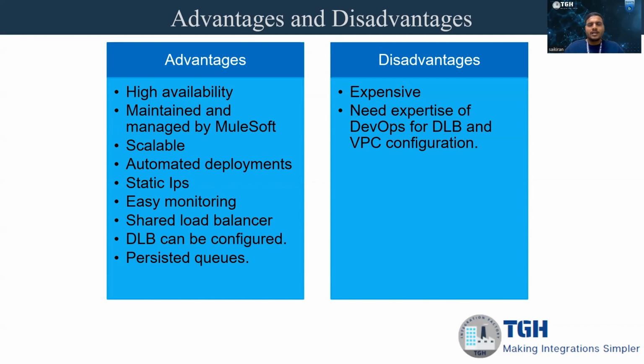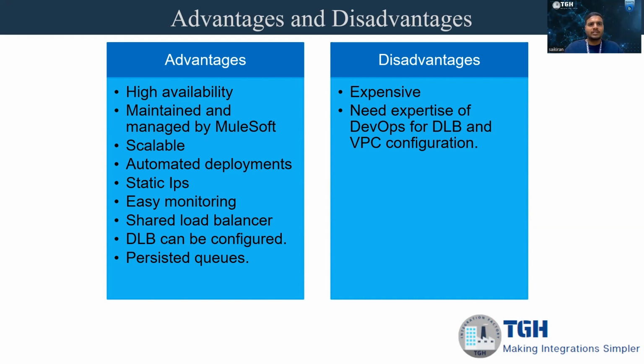As we discussed the scalability, we have horizontal scaling for adding additional workers and vertical scaling for the vCores. And we do have automated deployments with the help of CloudHub APIs. And CloudHub also offers static IPs. We can use the monitoring features of CloudHub to see which application uses how much computational power and how many requests are processed by each application. And we can also see with the help of API Manager the number of requests and responses.